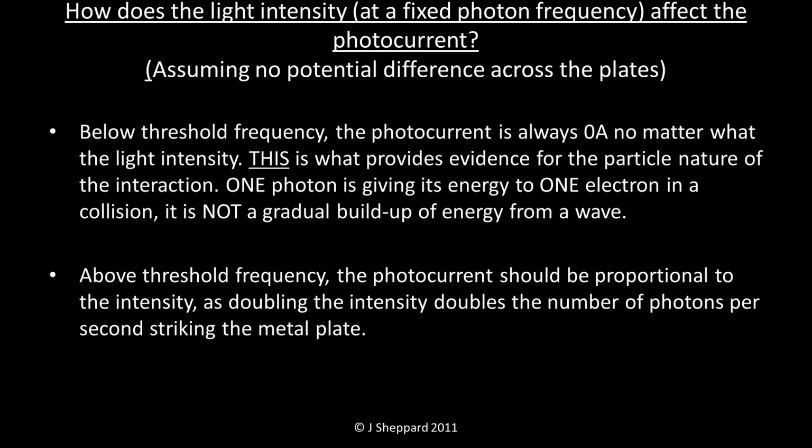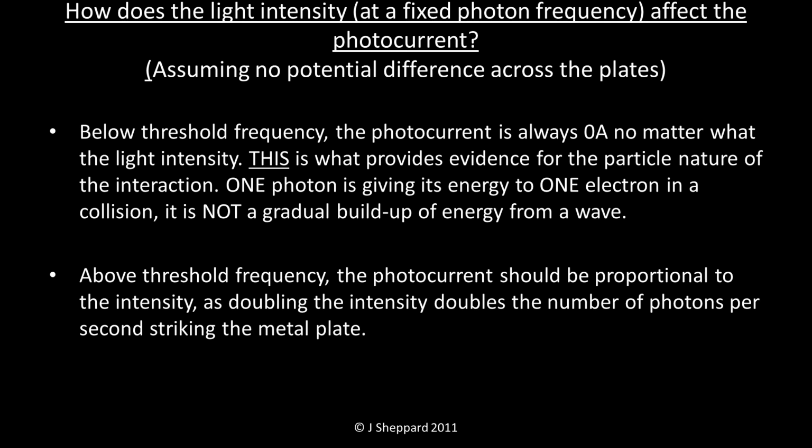So situation number 1: how does the light intensity affect the photocurrent, when we keep the photon frequency fixed and assume we've got no potential difference across the plate, so we're just observing the photoelectric effect here and not trying to use the stopping potential? Well, there's two different regimes here. Below the threshold frequency, the photocurrent is 0. There are no emitted electrons, and this is actually what gives us the evidence for the particle nature of light.